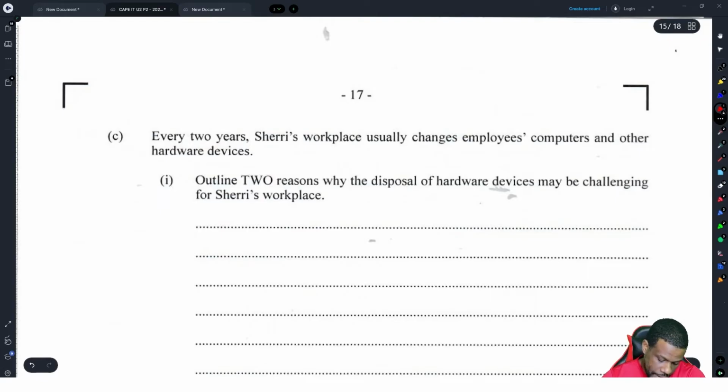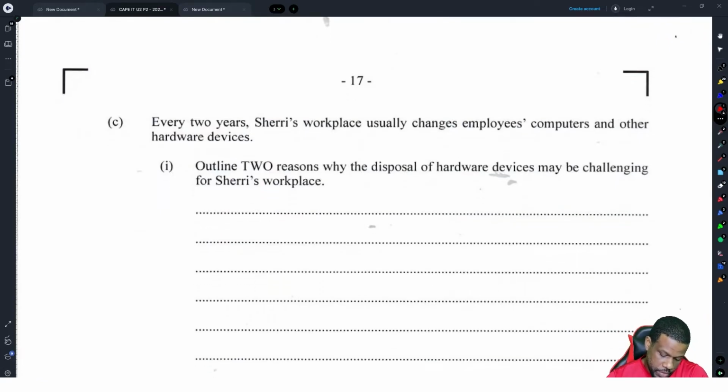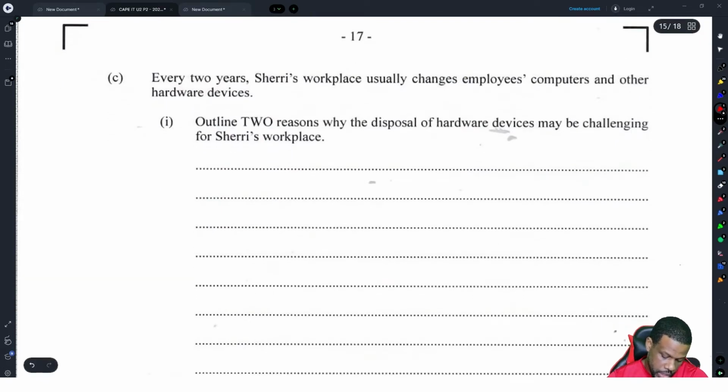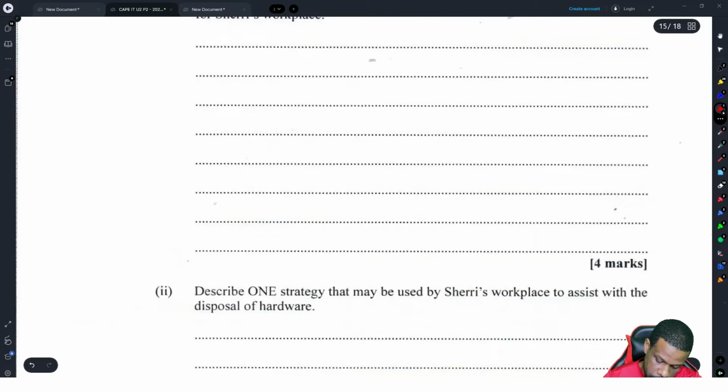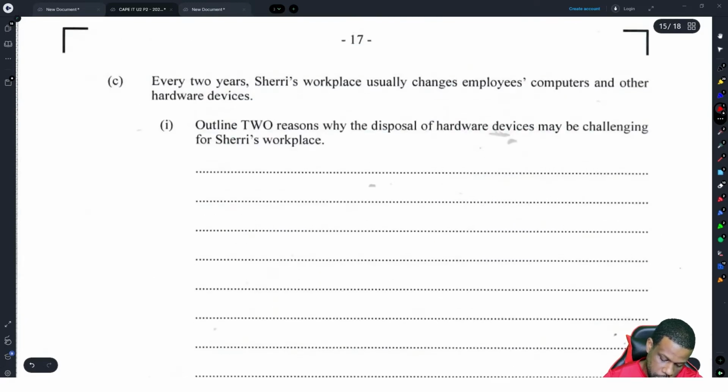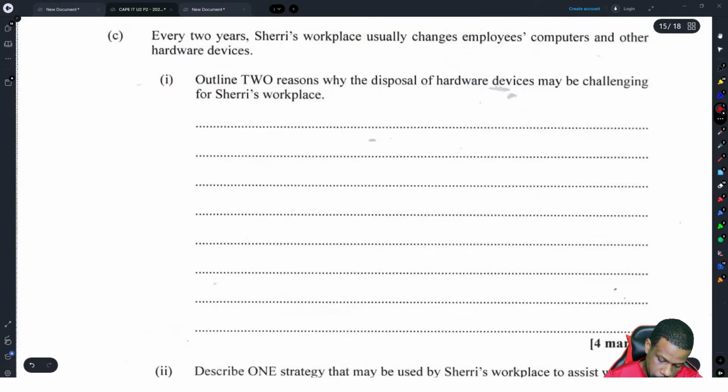Moving on, every 2 years, Sherry's workplace usually changes employees' computers and other hardware devices. Outline 2 reasons why the disposal of hardware devices may be challenging for Sherry's workplace. All right, so when you're disposing of older devices, why it may be challenging. Yeah, I apply a little bit of common sense. They basically want to say, why is it hard to throw away a computer?